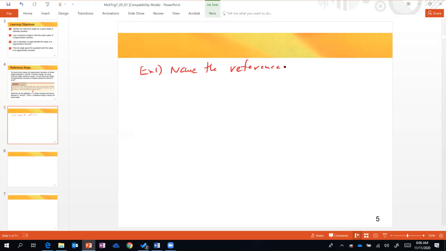So reference angle is always positive. It's always between 0 and 90. And it's going to come off the x-axis always here. So let's do the first one here. Let me let you guys draw it yourself. So 210 is what I have. You can give me the reference angle for 210.